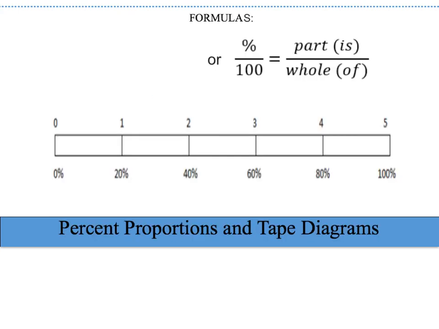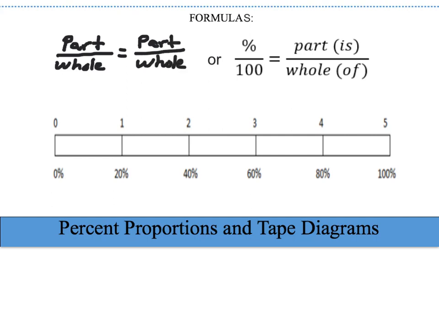So in this slide, let's discuss some of the old formulas that we've talked about in prior lessons. We know that proportions are two equal ratios. So if I have part over whole, it should equal part over whole. Another formula that we can remember is percent over 100 is equal to is over of. So this formula and this formula are the same thing.